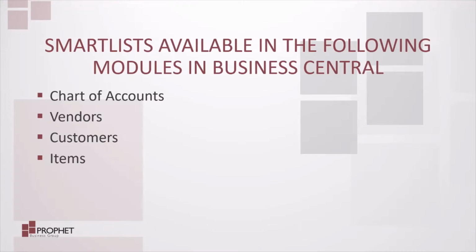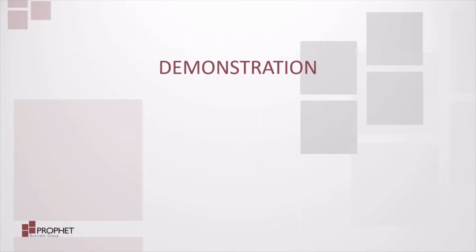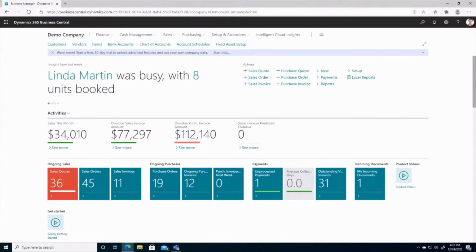However, there are currently only 16 Smartlists available throughout the system. They are in the chart of accounts and on the vendor, customers, and items list pages. Let's jump into Business Central to take a look. To access Smartlists in Business Central, we will have to search for the list pages that they appear on, rather than navigate to them directly.